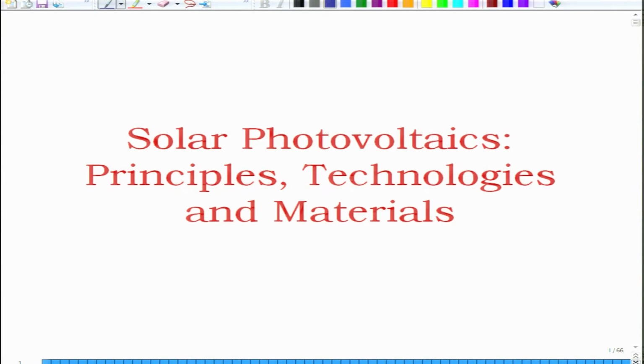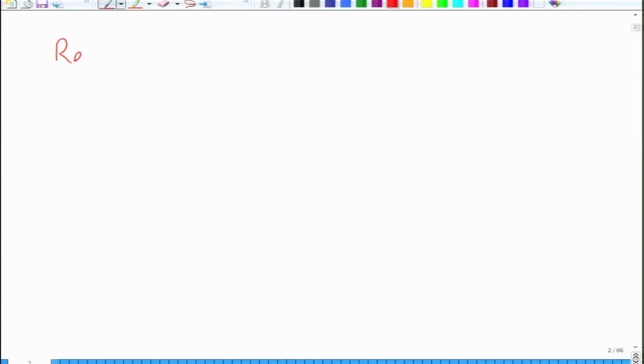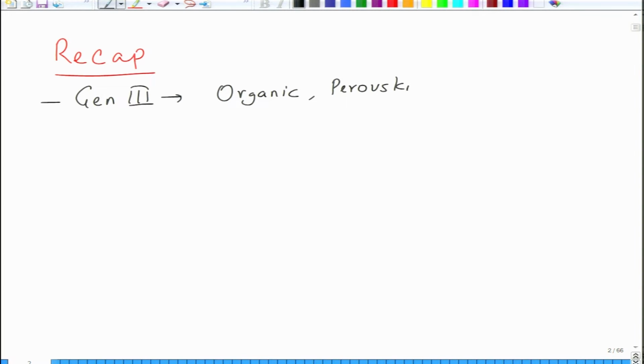So, we have been talking about generation 3 solar PV technologies, and we just initiated our discussion on organic solar cells in the last lecture. So, let us just recap the last lecture. In the Gen 3 technologies, we have organic solar cells, we have perovskite solar cells, and we have dye sensitized solar cells.